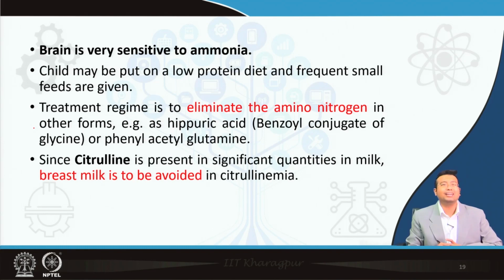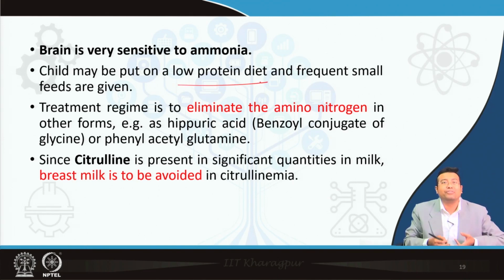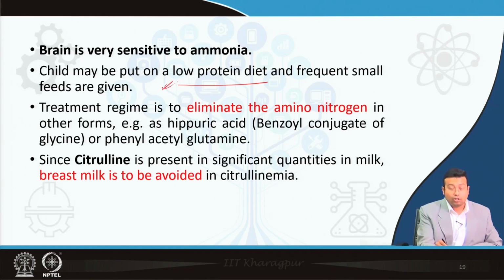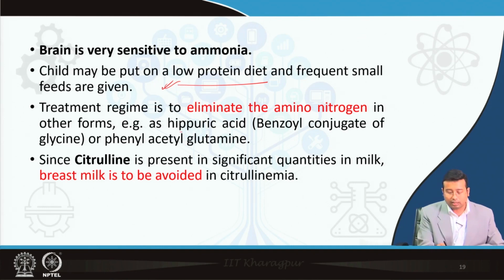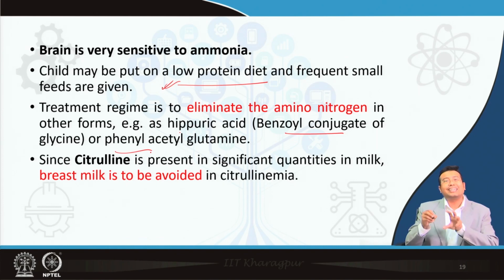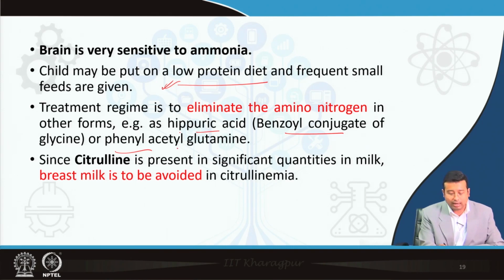Now, you all know the brain is very sensitive to ammonia. So, what is the regimen? I told you, frequent small feeds and a low protein diet. Now, regarding the specific treatment, there are some chemical agents, whose mechanism of action we will discuss in a later slide, that are given as intermediates, that is benzoate and phenylacetate. Benzoate and phenylacetate or phenylbutyrate ultimately get converted to soluble intermediates like hippuric acid and phenylacetyl glutamine.